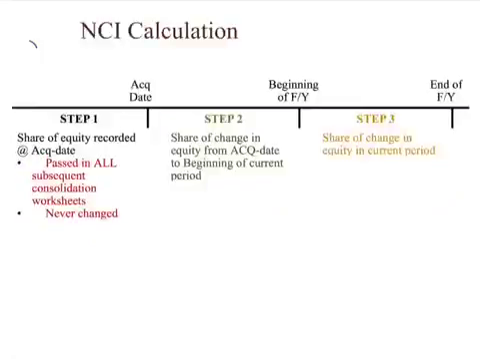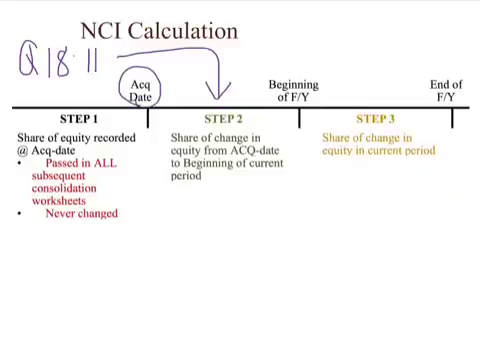In this video clip, we're still busy with question 1811, one of the tutorial questions, and we're now going to look at step 2 of the NCI calculations. So for step 2, we are concerned, since the acquisition date, so when the investment was made in the subsidiary and the subsidiary became part of a bigger group, until the beginning of the current financial year, what changes occurred in the equity of the subsidiary?